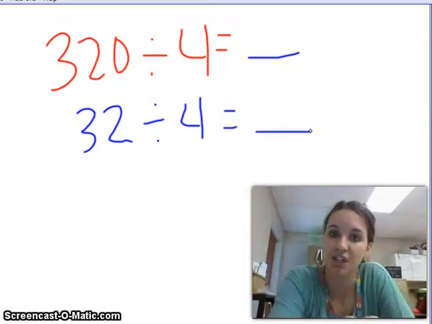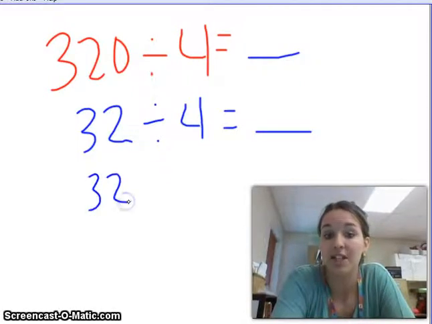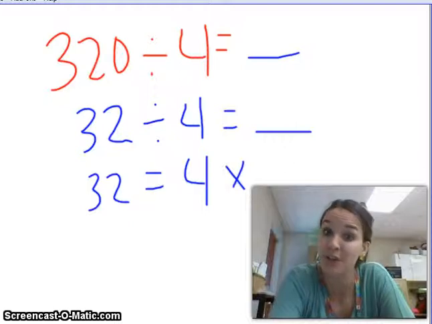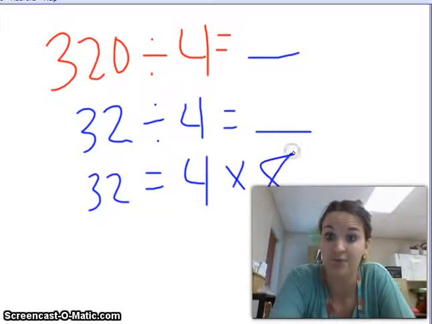Now, we said that multiplication and division are related. They can undo each other. So if I wasn't sure what 32 divided by 4 was, I could use a multiplication fact to help me. So I know that 32 is the product of 4 and something. So I need to know my multiplication facts. 4 times what is 32? Well, I know my multiplication facts. 4 times 8 is 32.